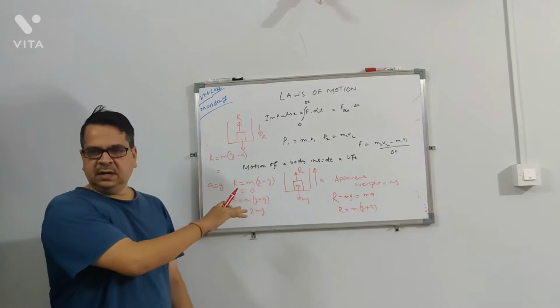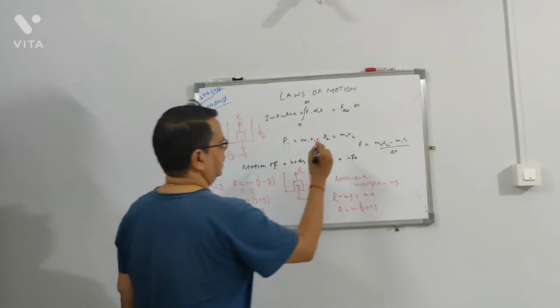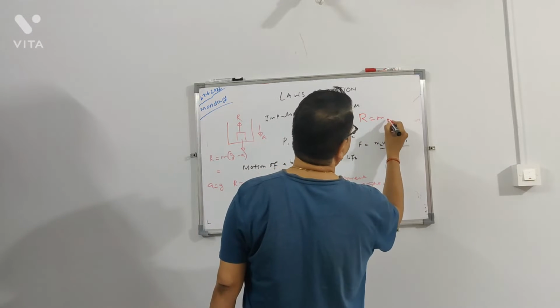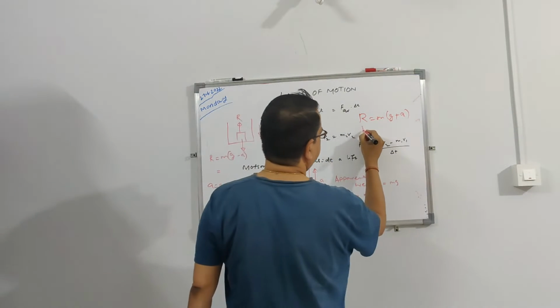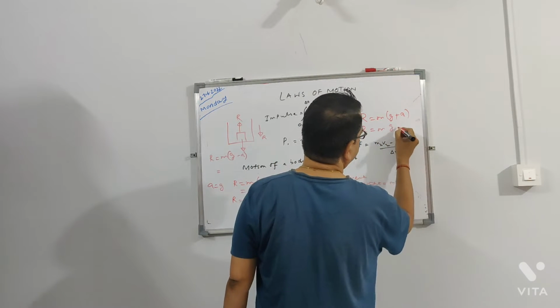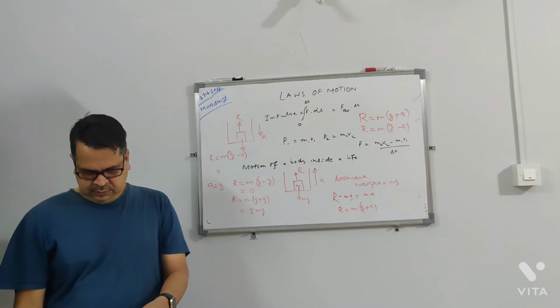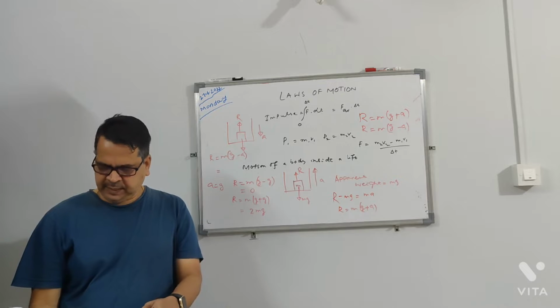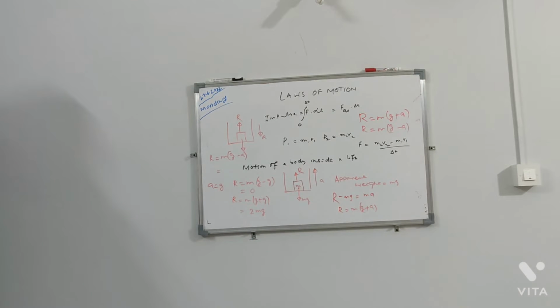I have seen a good number of questions related to this. So R is equal to m into g plus a when you are moving upward, and R is equal to m into g minus a when you are going down. So that is one, and another very common numerical is this.